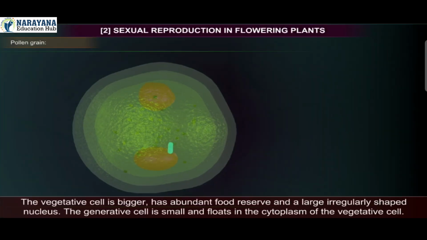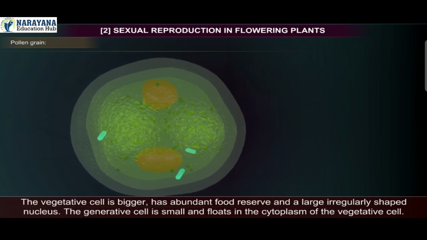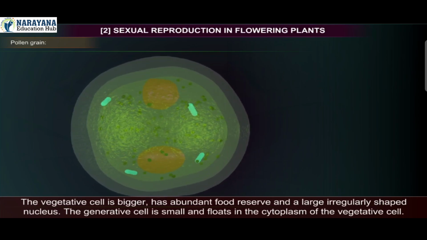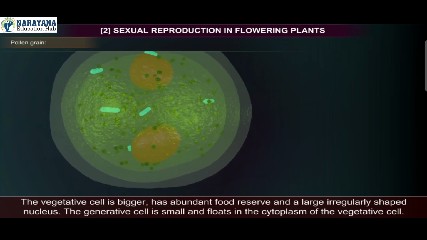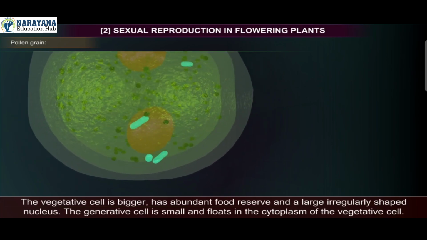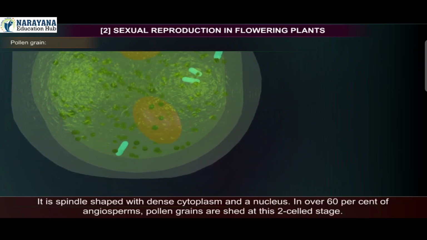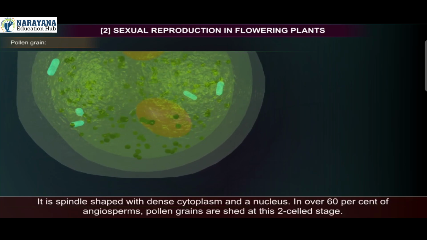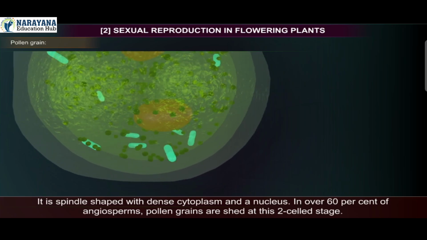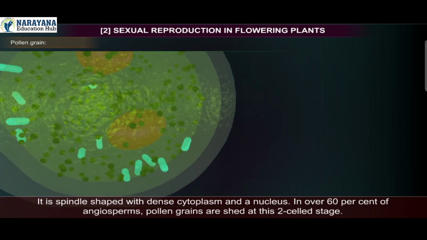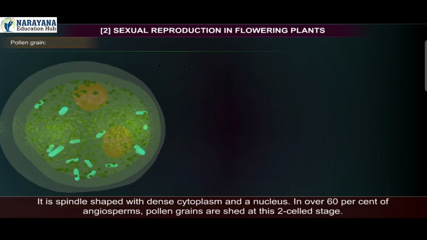The vegetative cell is bigger, has abundant food reserve and a large irregularly shaped nucleus. The generative cell is small and floats in the cytoplasm of the vegetative cell. It is spindle-shaped with dense cytoplasm and a nucleus. In over 60% of angiosperms, pollen grains are shed at this two-celled stage.